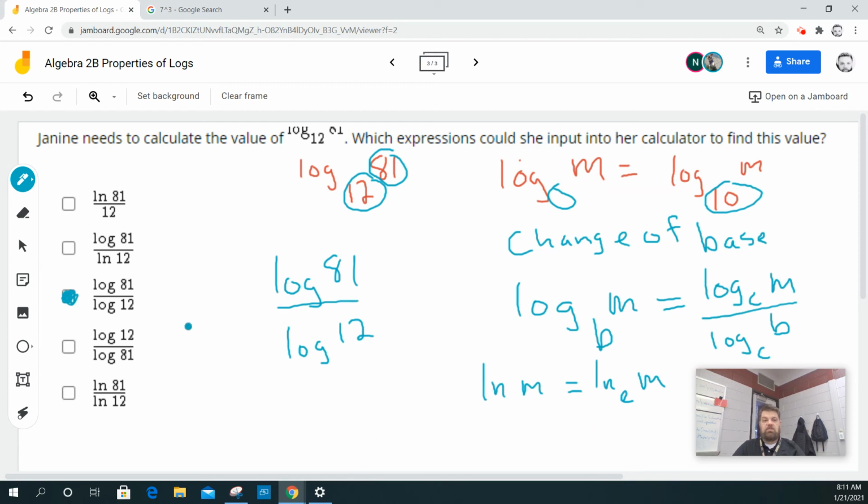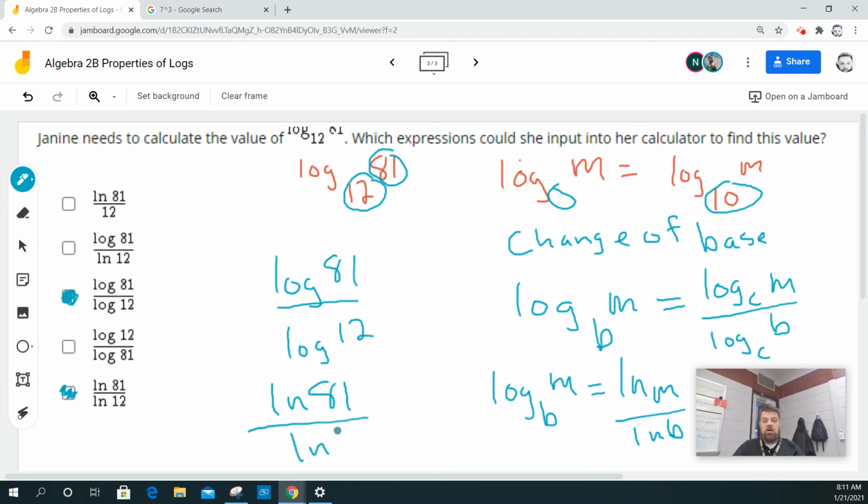Okay, so I can write the same property. In other words, if I say the log base b of m, I can also write that as the natural log of m over the natural log of b. So this would work too. In other words, I could say the natural log of 81 over the natural log of 12. So those are our two answers.